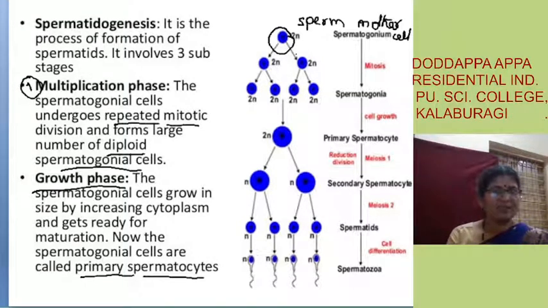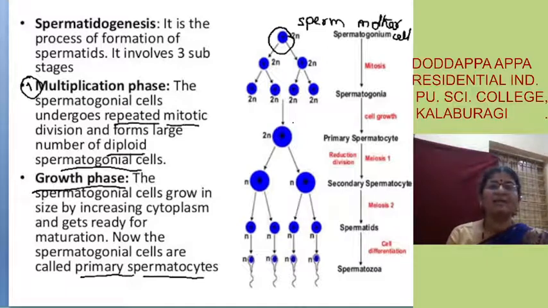You know what is meant by mitotic cell division? It is an equational cell division, with no change in the chromosome number. The chromosomes get equally distributed to the daughter cells. Fine. And since these spermatogonial cells are continuously formed, it is called the multiplication phase. This spermatogonial cell then undergoes a growth phase by accumulating a little cytoplasm. It is a very short period in males.